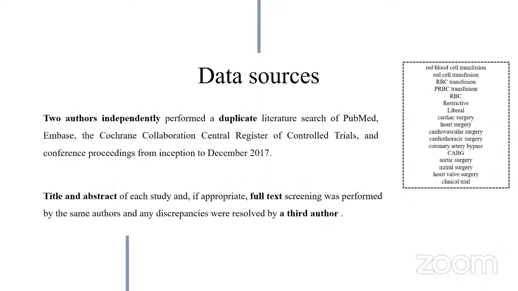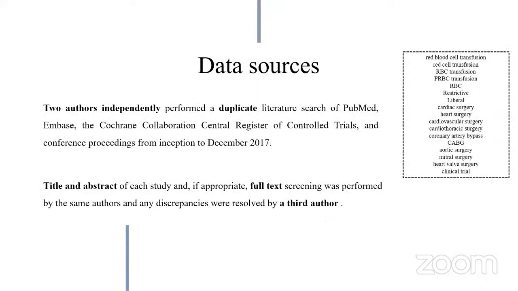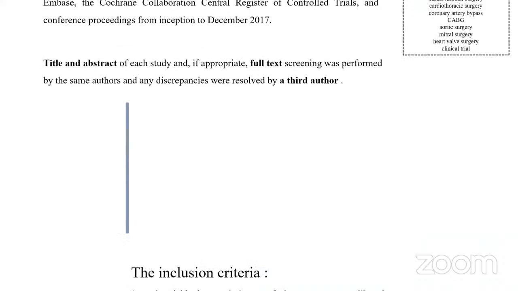So for the methodology and the data sources, two authors independently performed a duplicate literature search of PubMed, Embase, Cochrane, and the conference proceedings from inception to December 2017. At the right side of the screen, you can see all the keywords that they used in their search. Then the title and the abstract of each study, and if appropriate, the full text screening, was performed by the same authors, and any discrepancies were resolved by a third author.